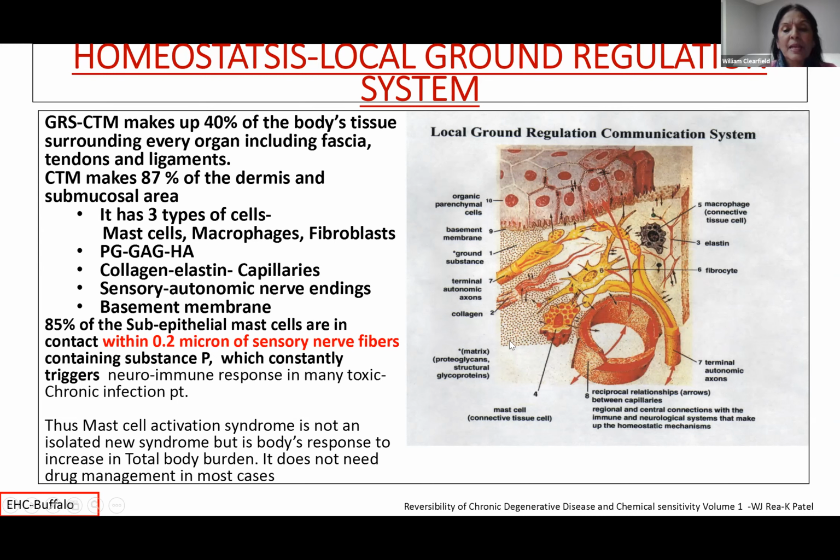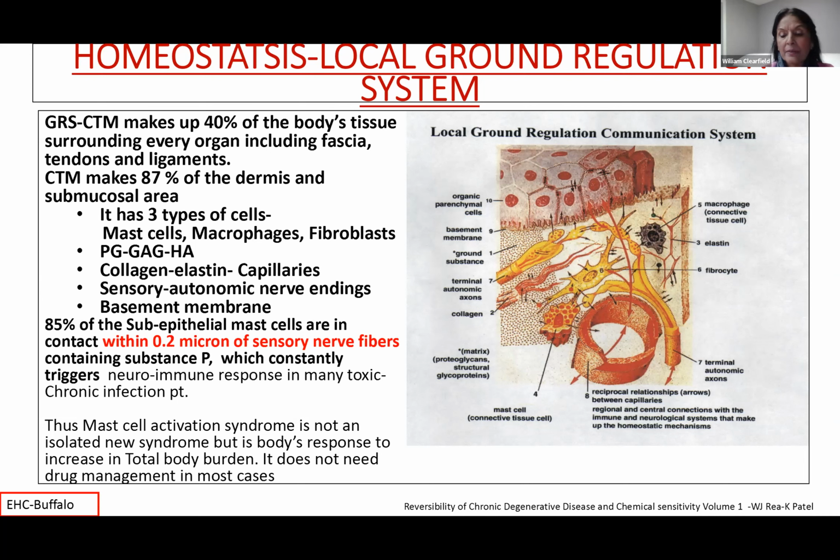These are the collagen fibers, and these are the elastin fibers, and also the capillaries, as well as the somatic sensory fibers and autonomic nerve endings, as shown here, and the basement membrane, which interfaces between the organ cells and connective tissue matrix. 85% of the subepithelial mast cells are in contact with the 0.2 micron sensory nerve fibers, as we see here, containing substance P, which constantly triggers a neuroimmune endocrine response in many toxic chronic infection patients and releases histamine, serotonin, acetylcholine, norepinephrine, and other kinins, and may result in mast cell activation and massive release of histamine.